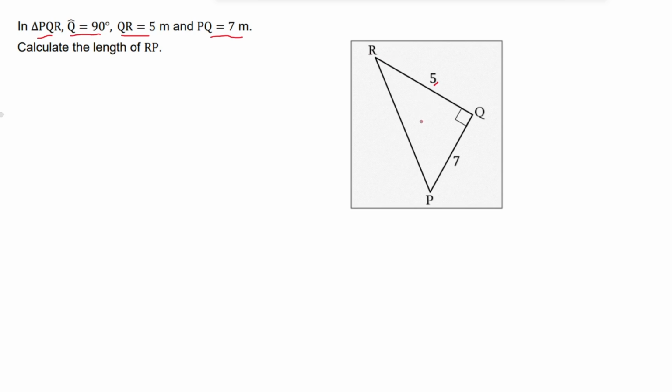Right, RP is the hypotenuse because it is the side opposite the 90-degree angle. It is the longest side also. So this is the hypotenuse.